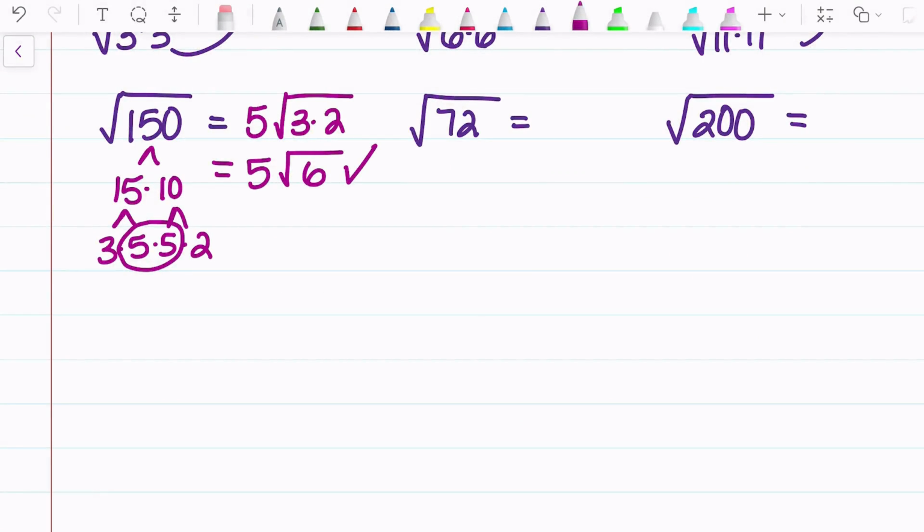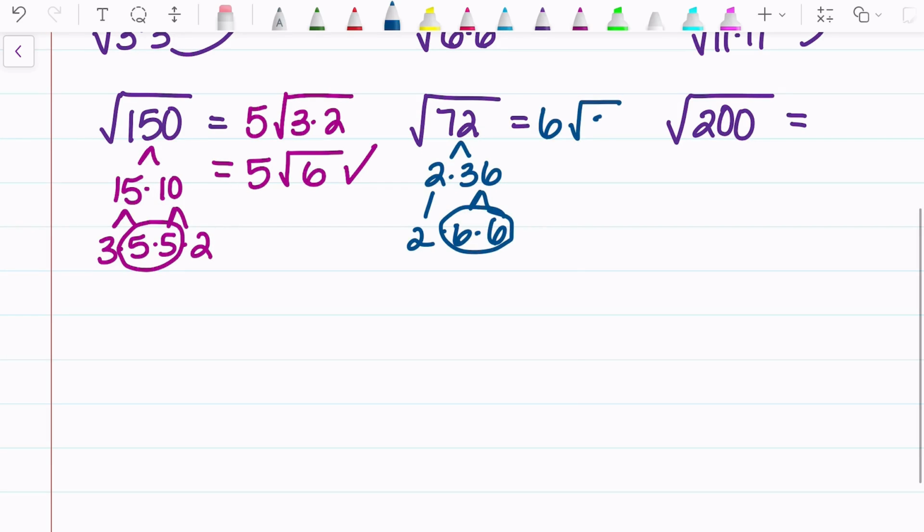So now, 72. I'm going to break this down. I might do 2 times 36 here. All even numbers can be divided by 2, so that's always a good strategy if you get stuck. I'm going to bring down my 2 because it's prime. I'm going to turn 36 into 6 times 6. At this point, although they're not prime, you can circle anytime you have a set of numbers and bring it out. And so my answer would be 6 root 2.